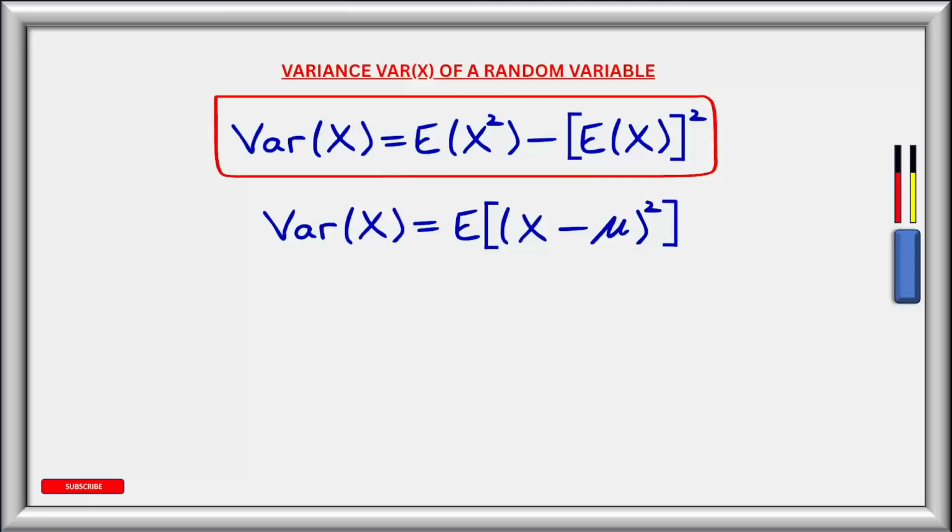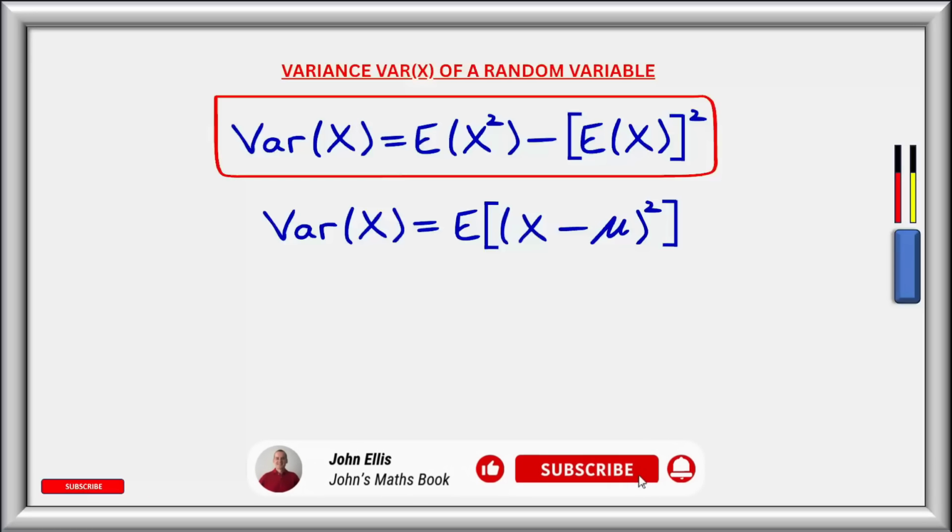In this video, we're going to look at the variance of a random variable. Variance measures the spread of a variable or random variable. So how far, on average, data points stretch from the mean.